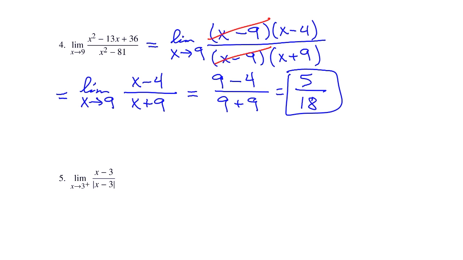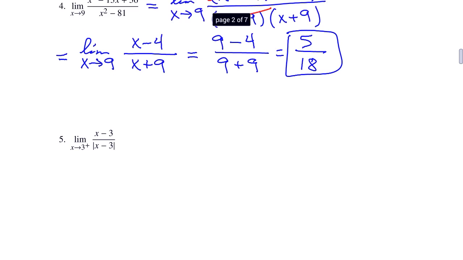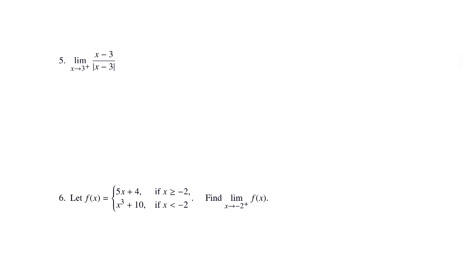In problem 5, we're looking for the limit as x goes to 3 from the right. So we need to interpret the absolute value if we are using numbers from the right side of 3. If the x is on the right side of the 3, then that means they're bigger than 3, and so x minus 3 is a positive number already. So this is x minus 3, and we simply remove the absolute value bars because x minus 3 is a positive quantity already.